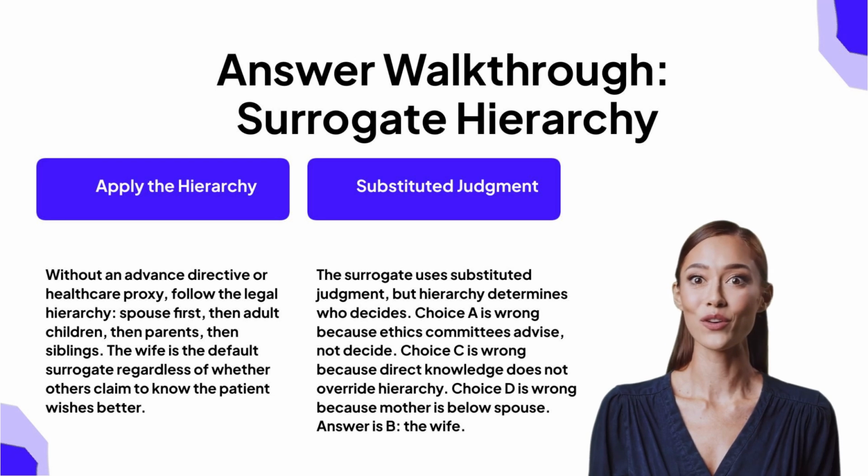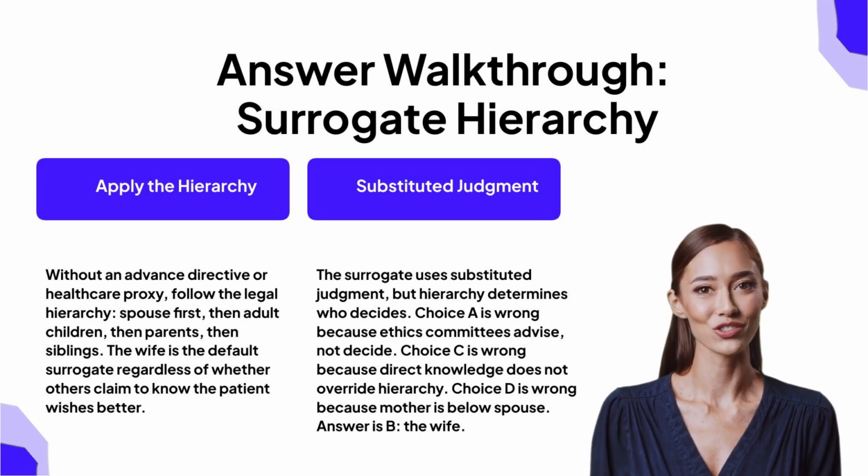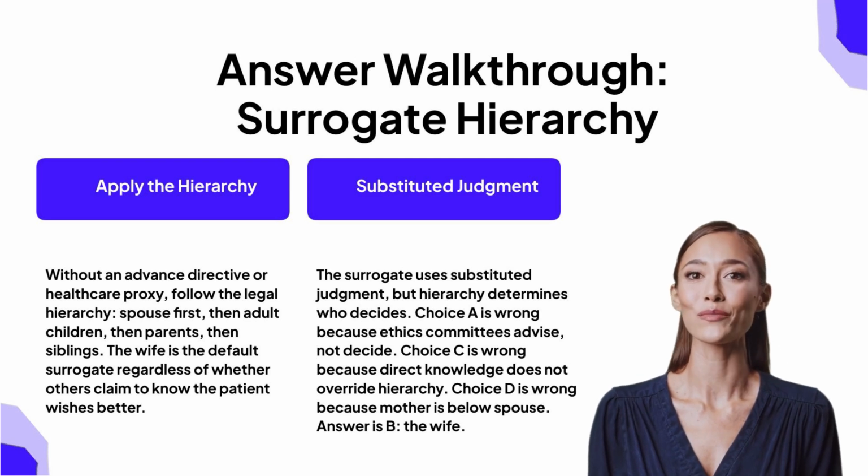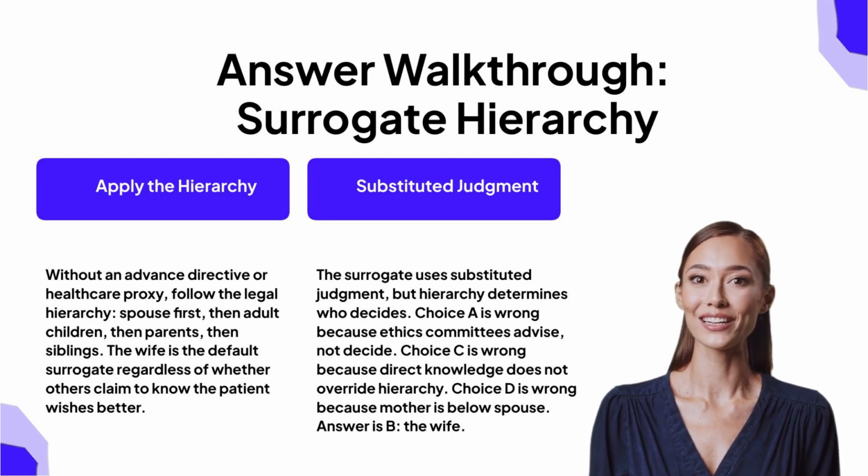Choice A is wrong because the ethics committee advises on disputes but does not replace the surrogate. Choice C is wrong because having direct knowledge does not jump you ahead in the hierarchy. Choice D is wrong because the mother falls below the spouse. The answer is B, the wife.